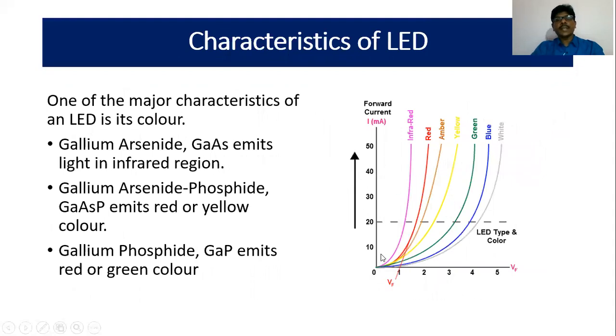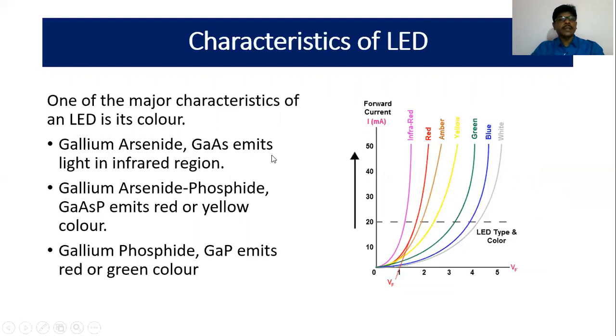Now, what are the VI characteristics? Along the x-axis you have voltage and along the y-axis you have current. Voltage is in volts whereas current is in milliamperes. Since this is a PN junction, what happens initially when you give voltage is that it is used to overcome the barrier voltage. After the barrier voltage is overcome, the current starts increasing. Different colors are because of the different materials.